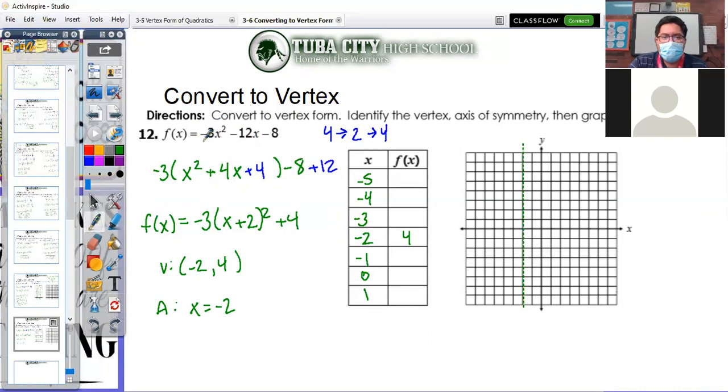So let's go ahead and plug in negative 5 as our first number. So negative 3 and then x squared. But again, it's going to be negative 5 plus 12 times x, which again, x is going to be first as negative 5 minus 8.